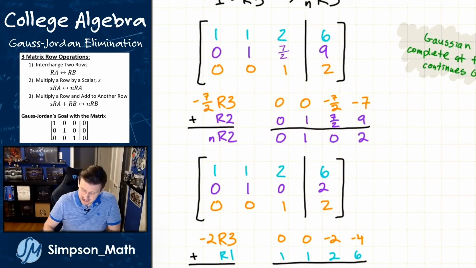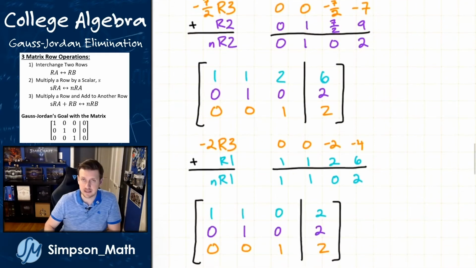So then I just need to add. That stays 0. 0 plus 1 is 1. Negative 7/2 plus 7/2 is 0. They are opposites. And negative 7 plus 9 is 2. And just like we got whenever we did back substitution in the previous lecture, we got y equals 2. So z is 2 and y is 2.